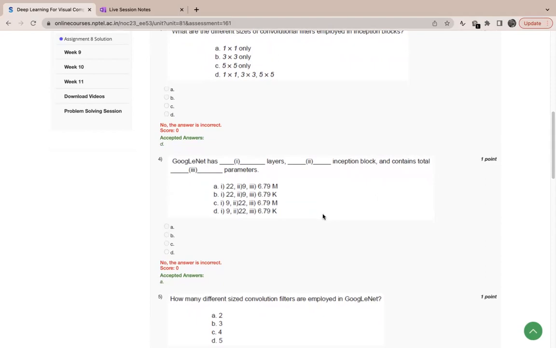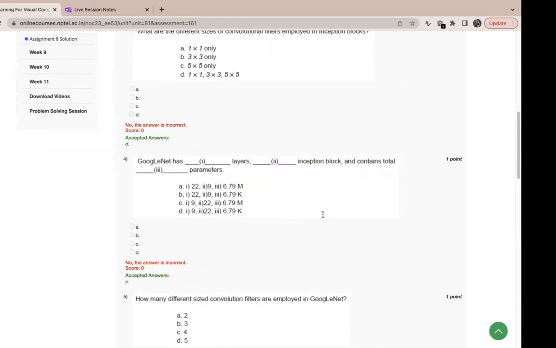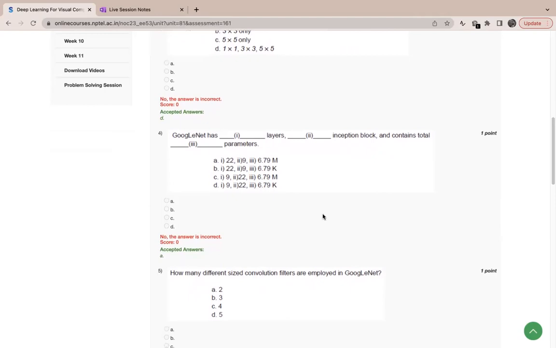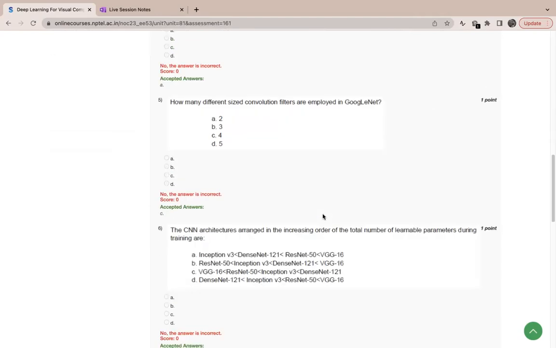Question number 4. This assignment is all factual. The last assignment was calculation heavy, this one is a bit factual. So you just have to go to the lectures or look on the internet. GoogleNet has dash layers, dash inception blocks, and contains a total of dash number of parameters. This is a factual question, you can just check it. The answer is A.